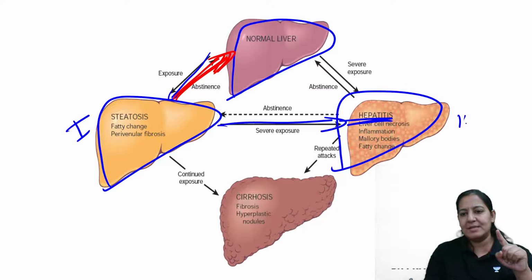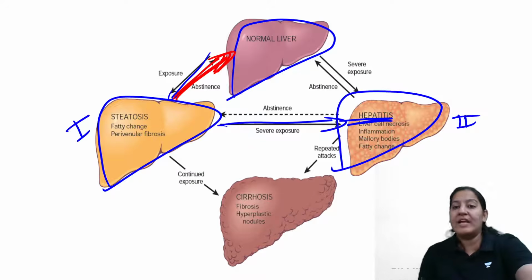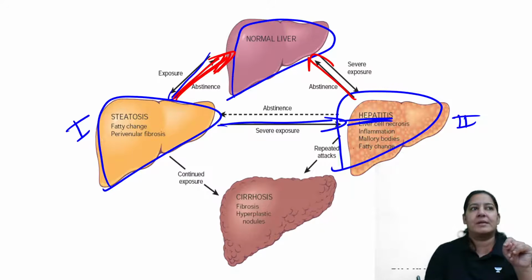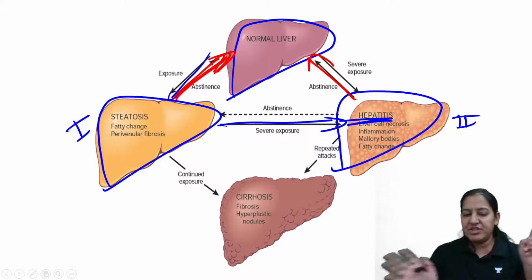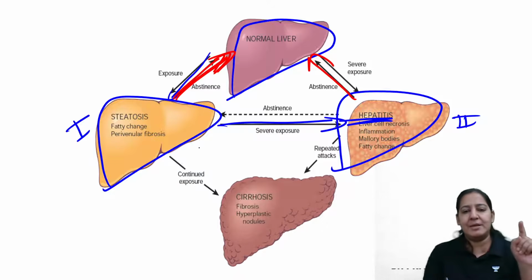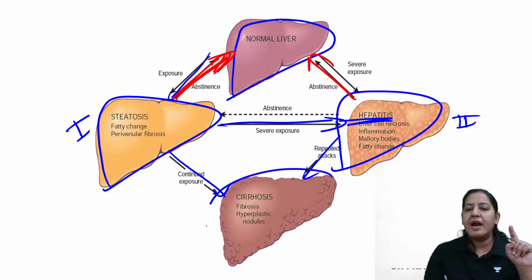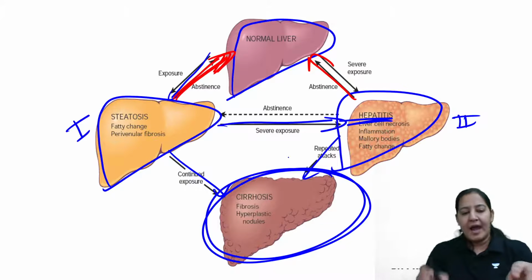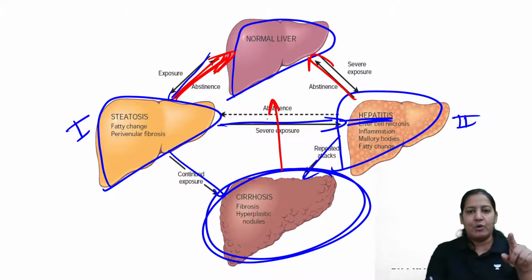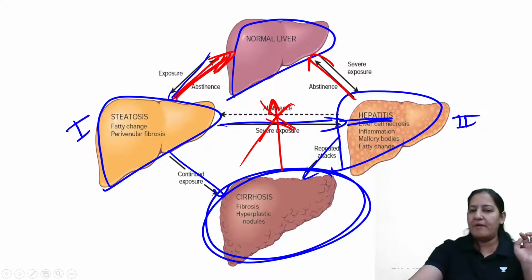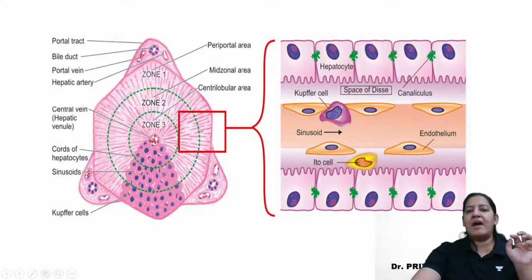Stage 2 is hepatitis. This is stage 2. Still, I will advise the patient to leave alcohol, to do the abstinence. Still, it is reversible. And if the patient is not following the commands, and ultimately continues the exposure, it will convert into cirrhosis, and from cirrhosis you are not finding any arrow like this. No, cirrhosis is irreversible. Have you got this diagram? Cirrhosis is irreversible.